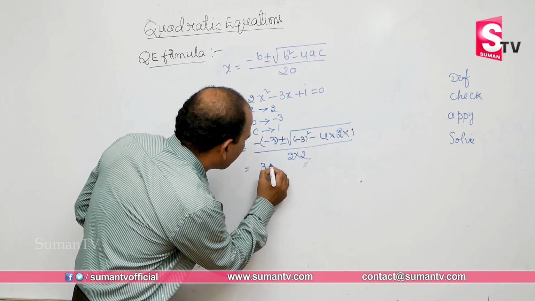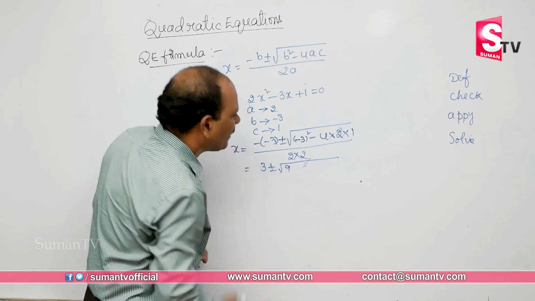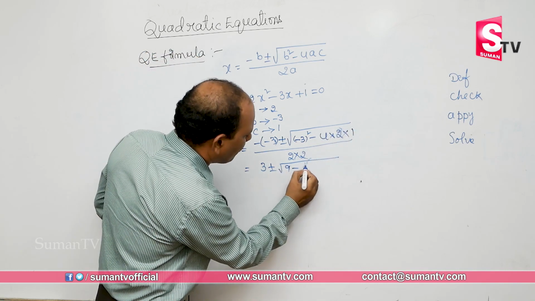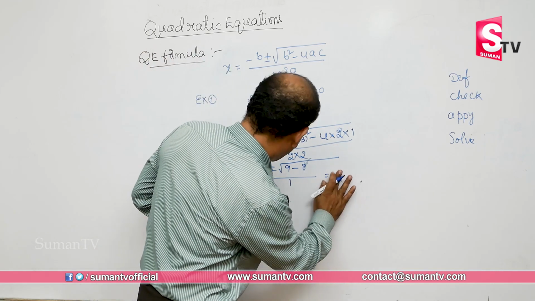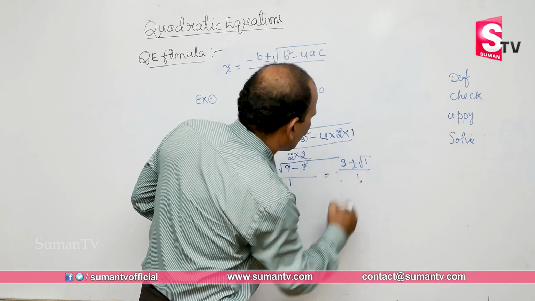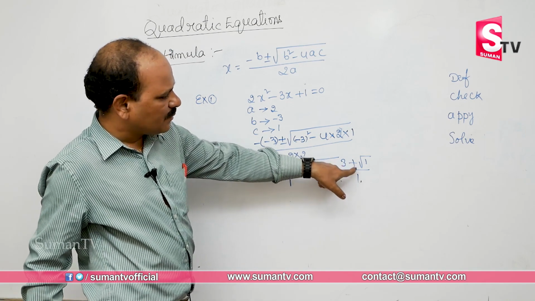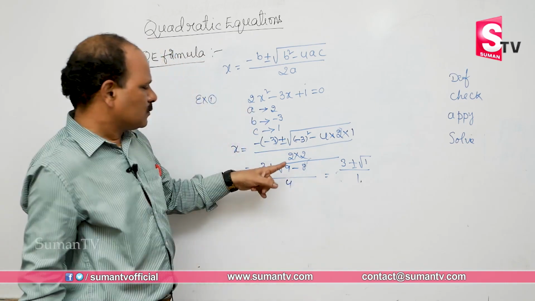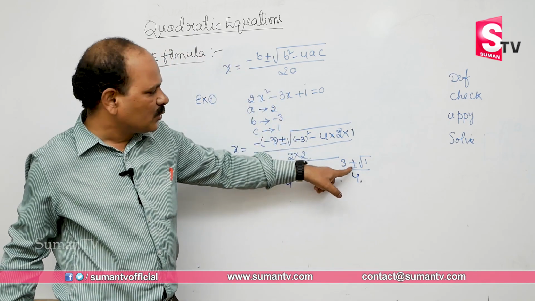So it is plus 3 plus or minus root b square. Minus 3 into minus 3 is plus 9. 4ac: 4 into 2 is 8, 8 into 1 is 8. So minus 8, by 4. Again, 3 plus or minus root 1 by 4. Sorry, here it is 4. Here also it is 4. One time you have to take plus, next time you have to take minus.